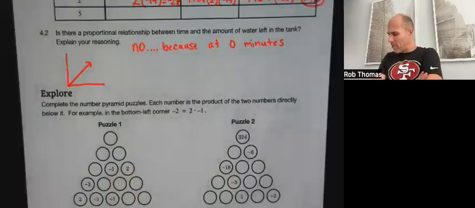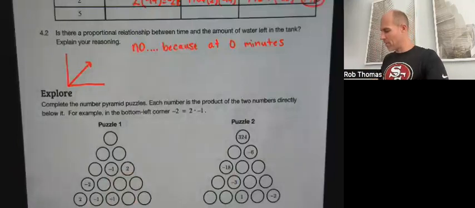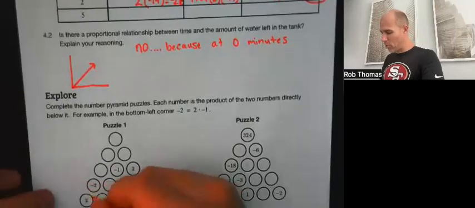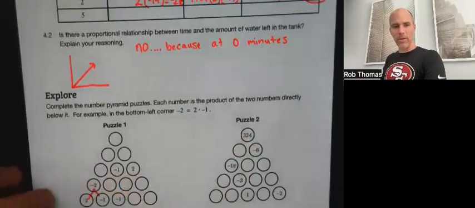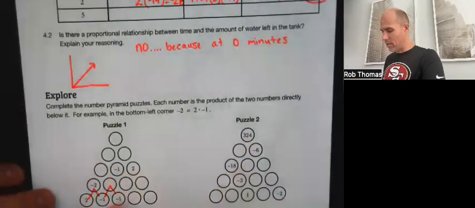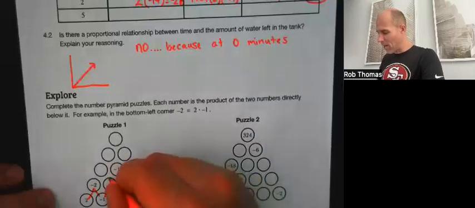Complete the number pyramid puzzles. Each number is the product. That means the answer you get when you multiply two numbers directly below it. Okay, so like this one here came from multiplying these two numbers. So whatever goes right here must be these two numbers multiplied. -1 times -1 is +1.